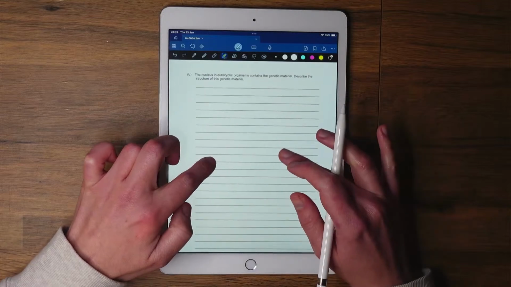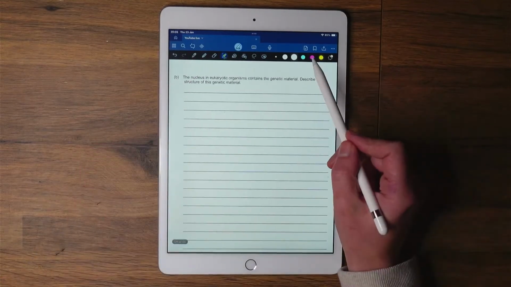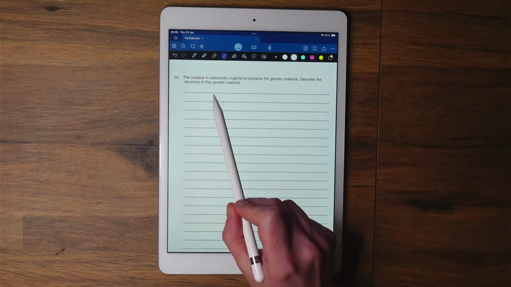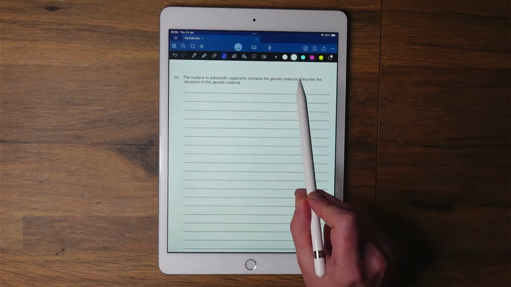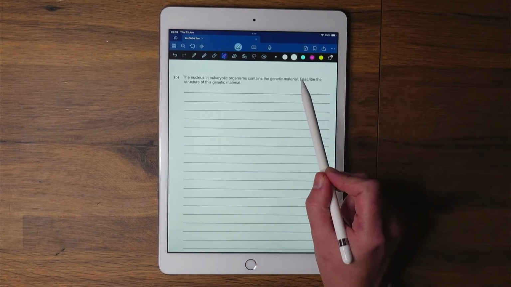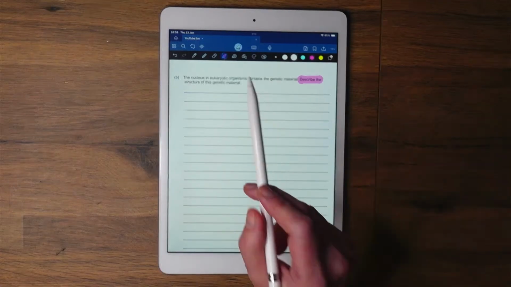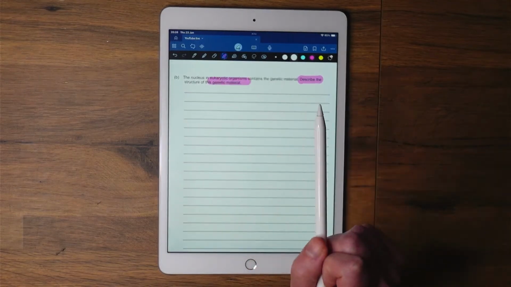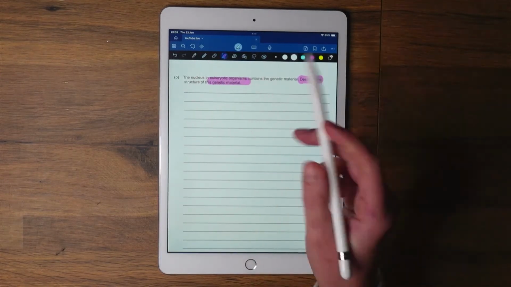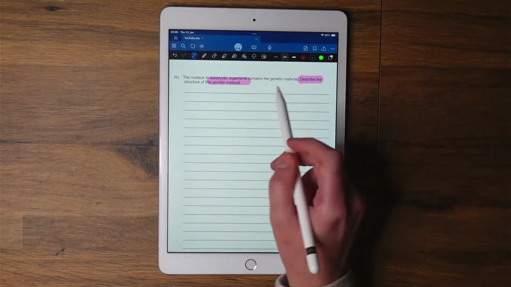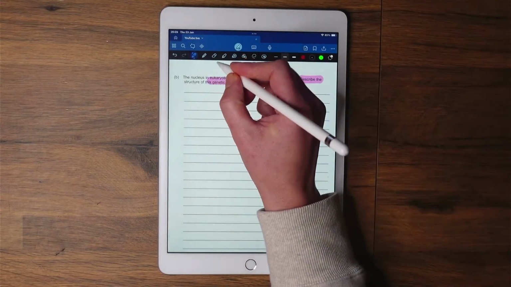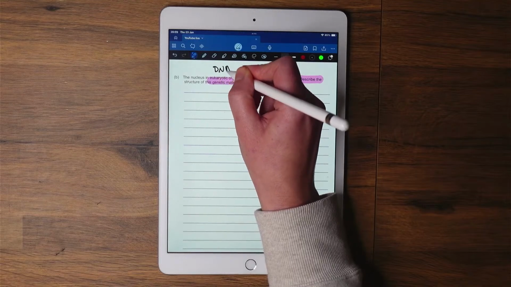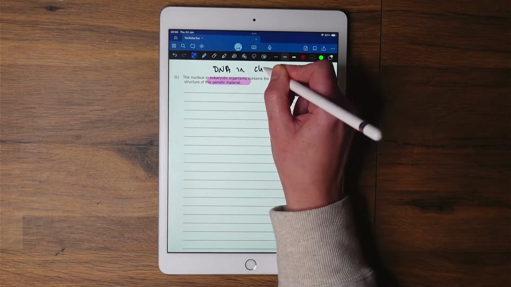Let's move on then to the next question. This time it's 6 marks, so a 6 marker, and it's the nucleus in eukaryotic organisms contains genetic material. It's another describe, but this time it's describe the structure of this genetic material. So what I'd be thinking is they've said it's eukaryotic organisms. So I'm going to be doing a note to myself, DNA in chromosomes.